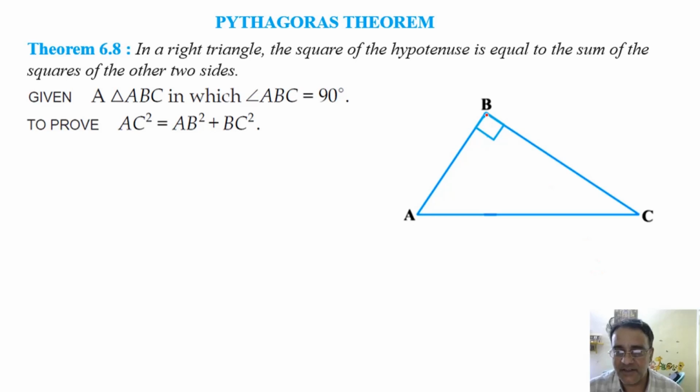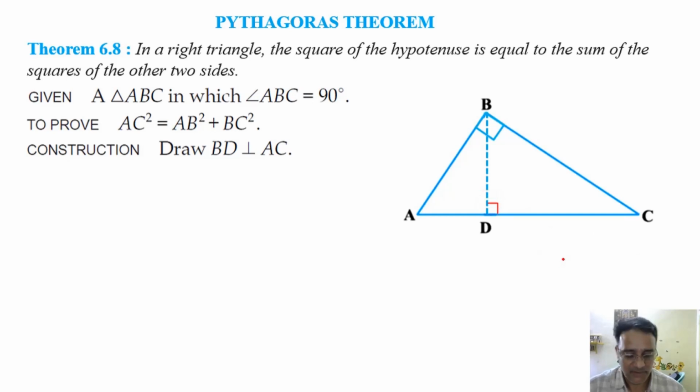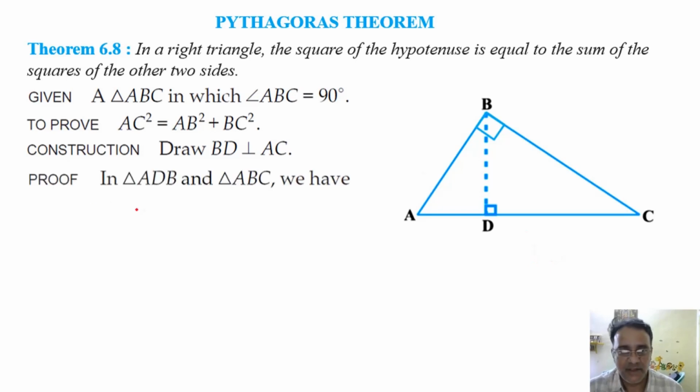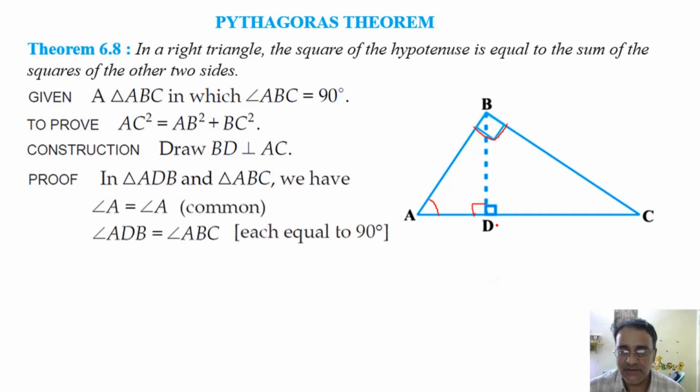Okay, इसमें कंस्ट्रक्शन करेंगे हम लोग. यहाँ से एक परपेंडिकुलर लाइन ड्रॉ करेंगे, BD perpendicular to AC. Okay, this is perpendicular. Any doubt? Now in triangle ADB and full triangle ABC, angle A is common and this angle is equal to this angle. Why? Each 90 degrees. So therefore these two triangles are similar by which criteria?